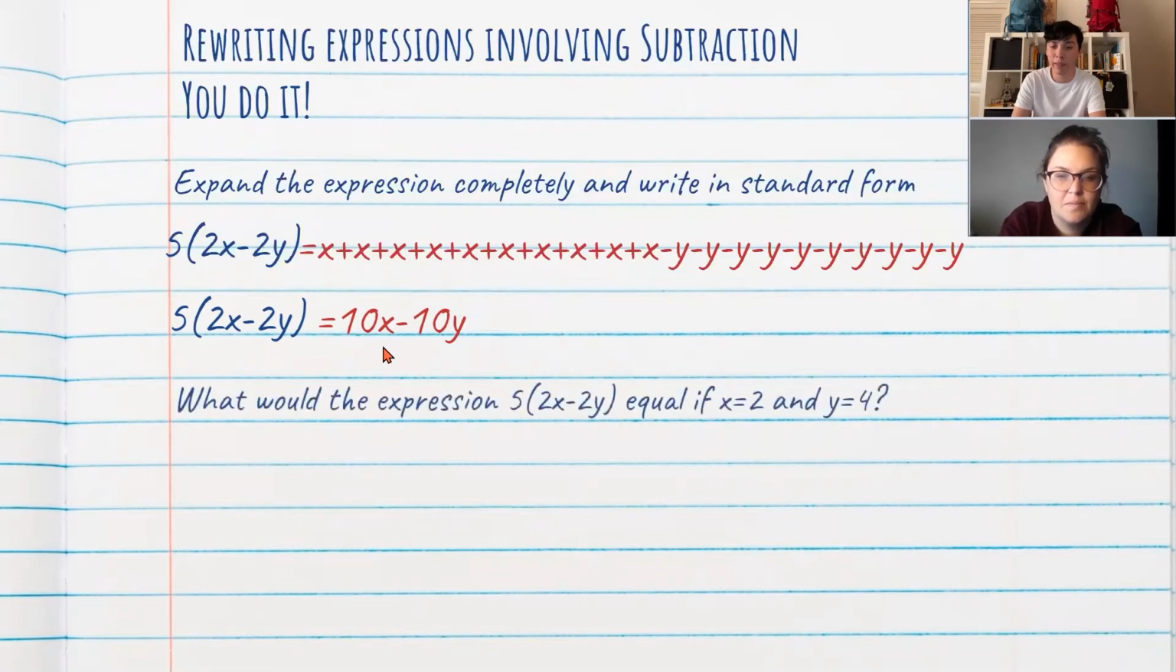But what if we know what x and y equal? So what would the expression 5 times 2x minus 2y equal if x equals 2 and y equals 4? So here we just want you to find the answer. We don't want you to expand it out. Just find the answer, pause the video here, and resume the recording when you're ready.